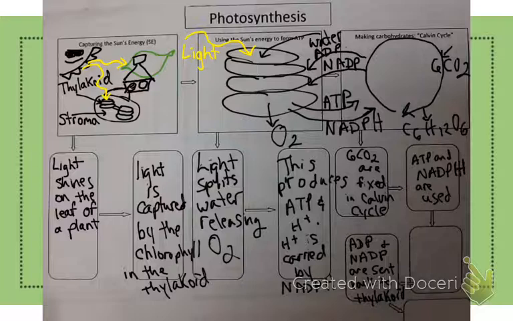Does that say 1C? Oh, no, it's sent. Are sent back. So I skipped that box, right? So 6 CO2s are fixed in the Calvin cycle. ATP and NADPH are used, and what are they used for? What do we make at the end? Yeah, to produce glucose.